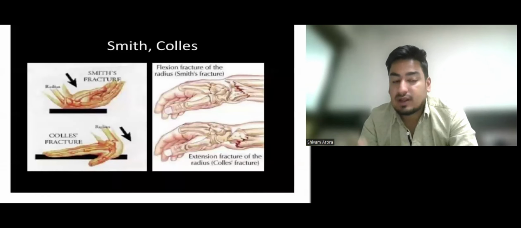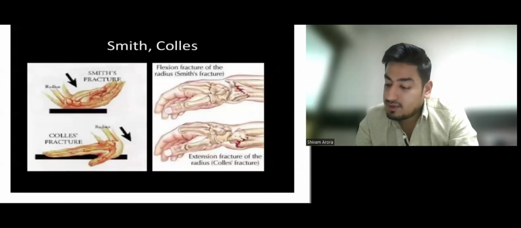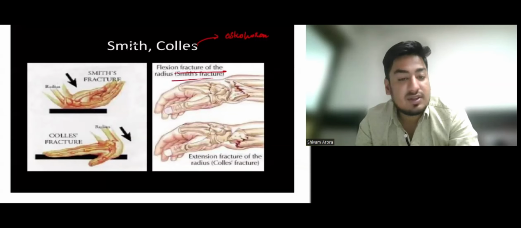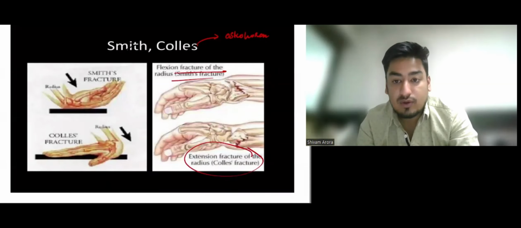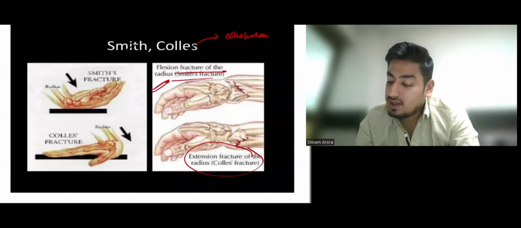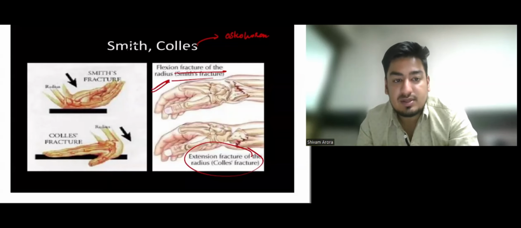Now, these two fractures are also very important. One is Smith fracture, one is Colles fracture. Colles fracture is also seen in osteoporosis. Okay. Now, Smith fracture is flexion fracture of the radius, while Colles fracture is extension fracture of the radius. Now, you will have to tell me in the comment section that which deformity, name deformity is seen in Smith fracture and which name deformity is seen in Colles fracture.